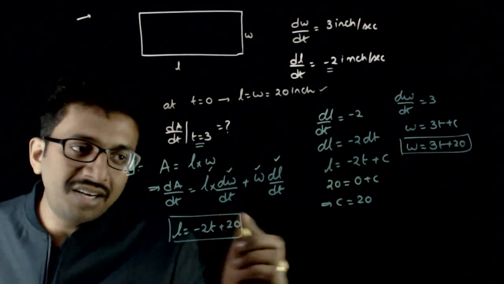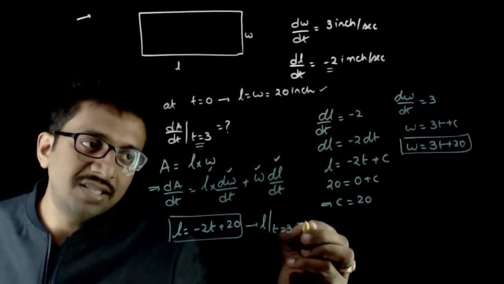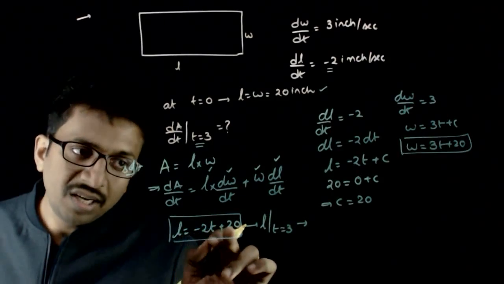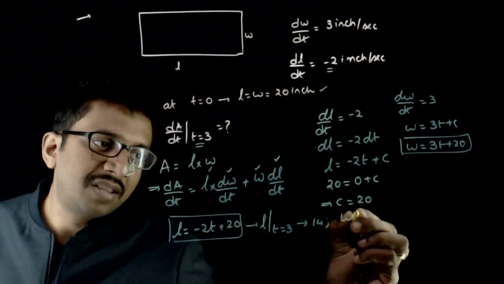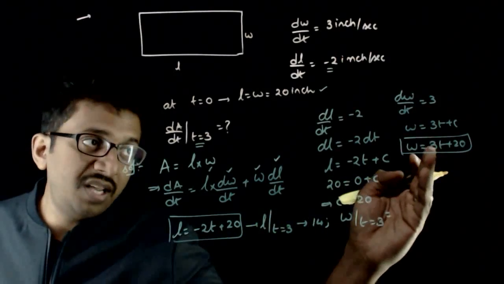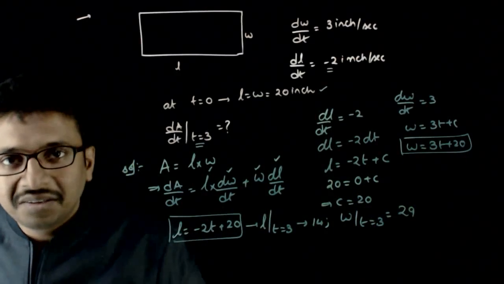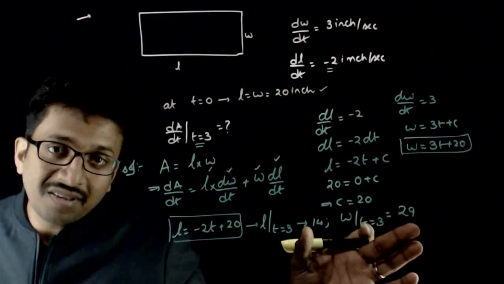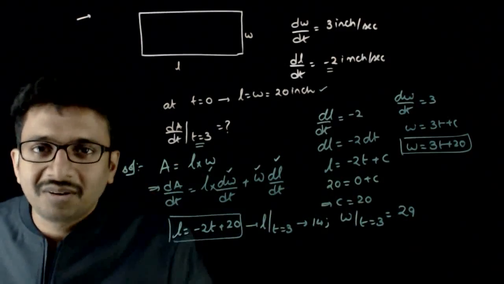Now what is the length at 3 seconds? If you put t equal to 3, 20 minus 6 is 14. And what is the width at t equal to 3? Just put t equal to 3 here: 3 times 3 is 9, plus 20 is 29. So now you have the width and the length at t equal to 3. Let us substitute both of them here.